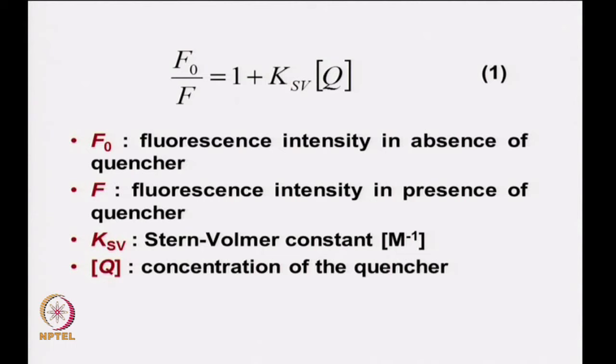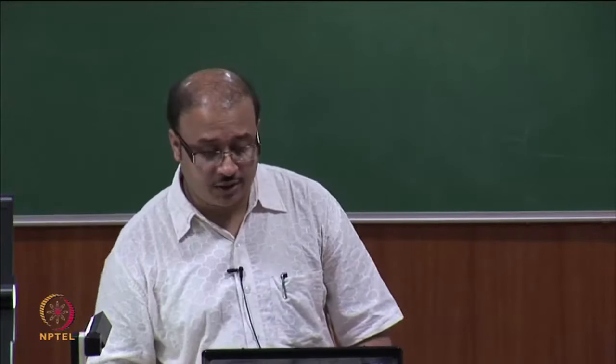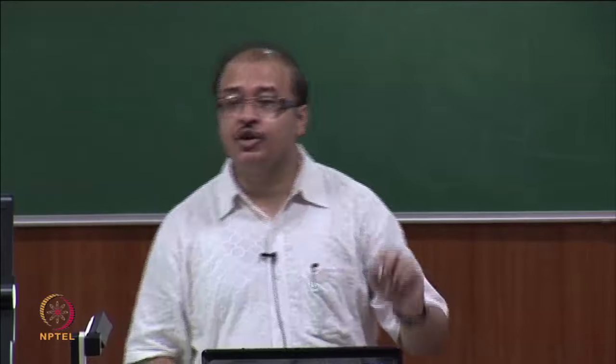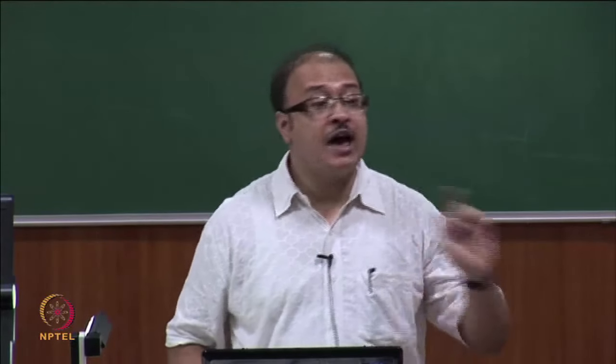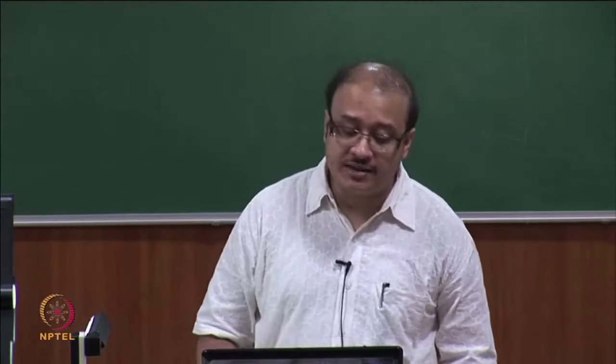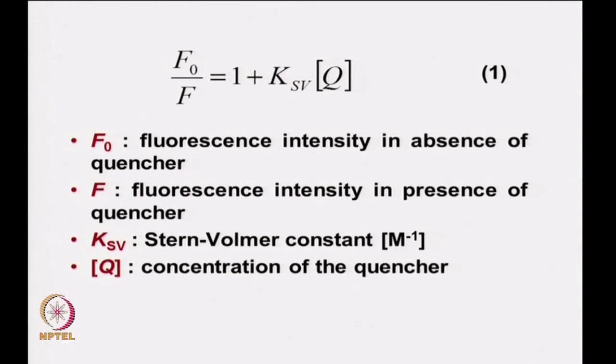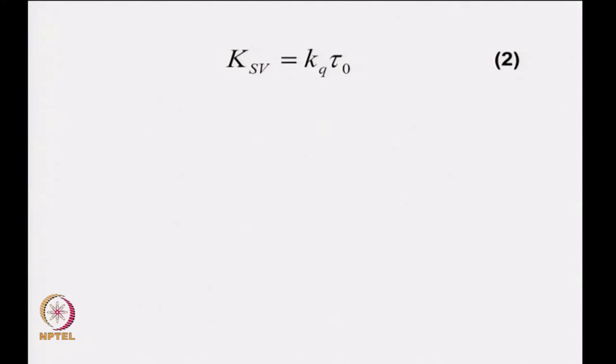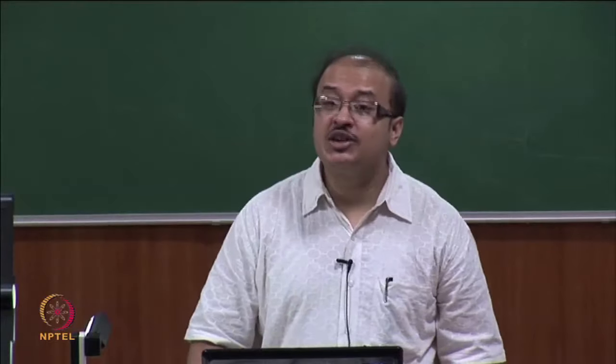So, to recap this part, this is the Stern-Volmer equation for collisional quenching or dynamic quenching, where KSV is the Stern-Volmer constant, F 0 is the fluorescence intensity in the absence of the quencher, F is the fluorescence intensity in the presence of the quencher, and Q is the quencher concentration. So, if I plot F 0 by F versus the concentration of quencher, I am expecting a straight line, is it not? And the slope is going to give me the value of KSV. We will come to the graphical interpretation later, but KSV can also be written as KQ times tau 0.